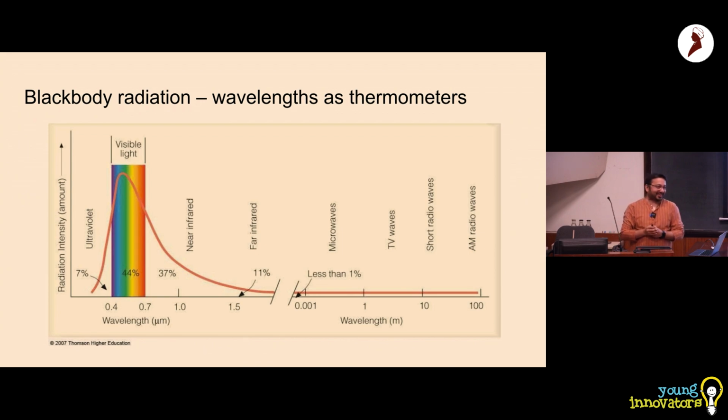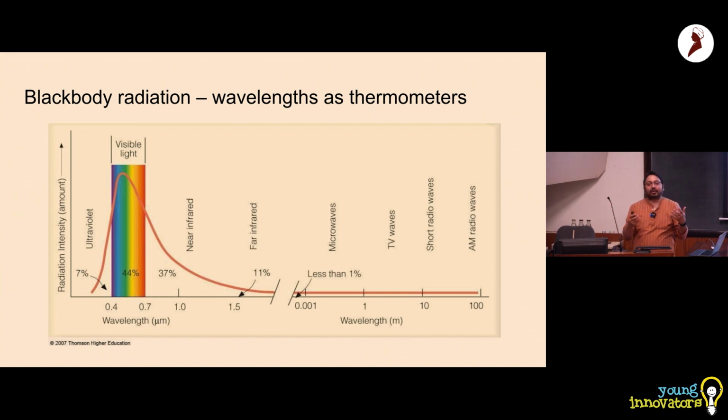You've all done your homework. Great. So if a body is that hot, it will roughly peak, it will transmit the maximum power around optical wavelengths. But what happens if a body is hotter than that?